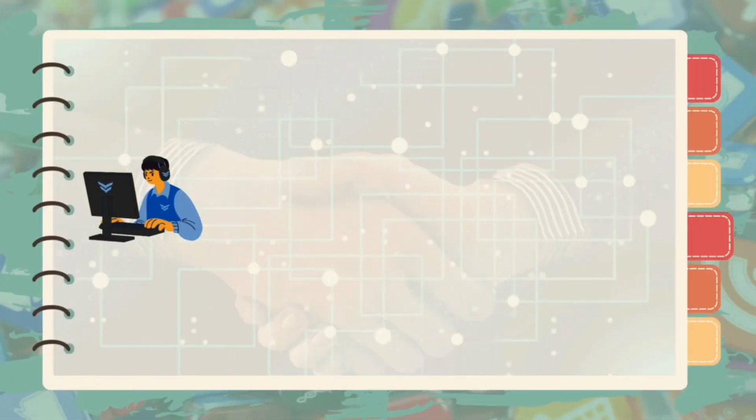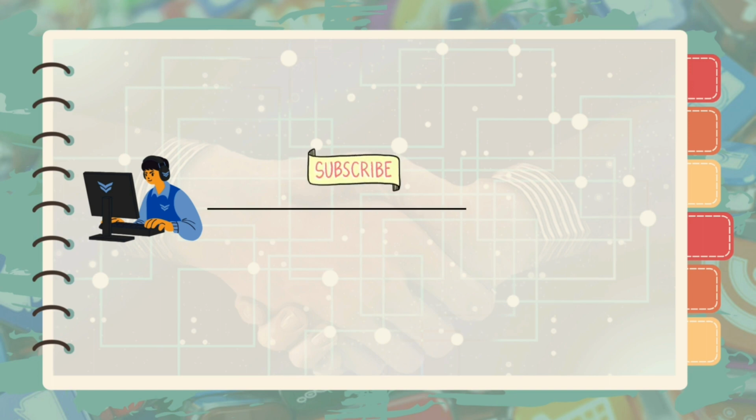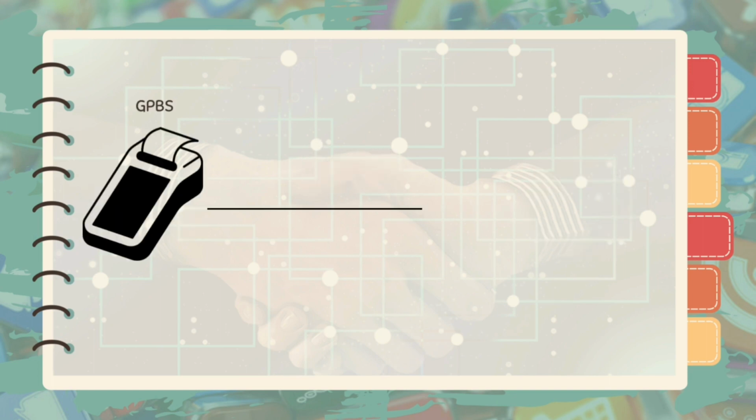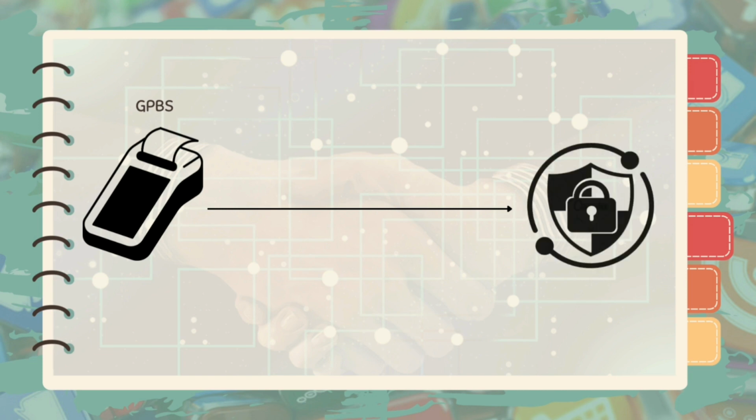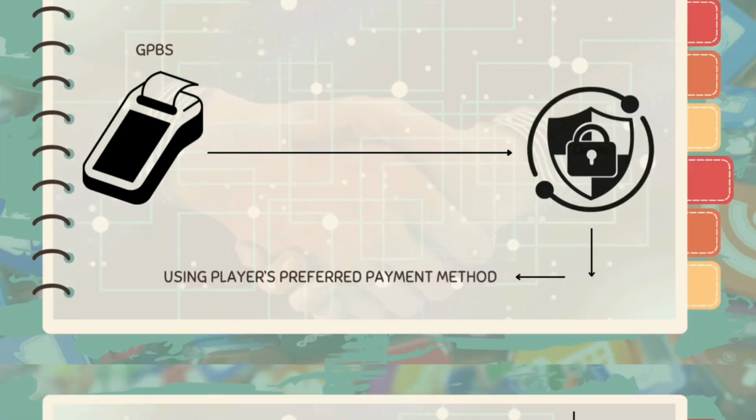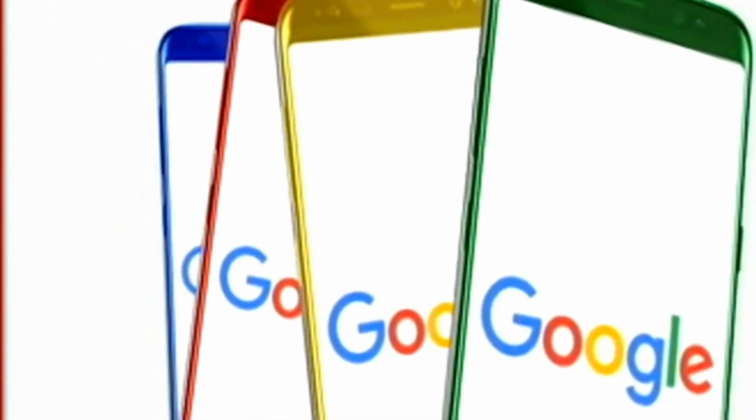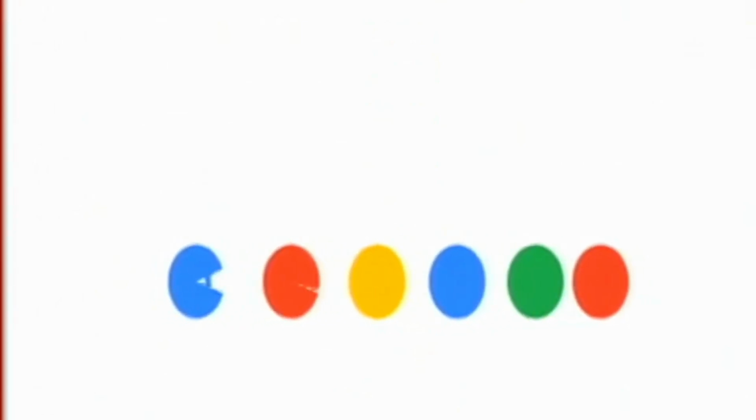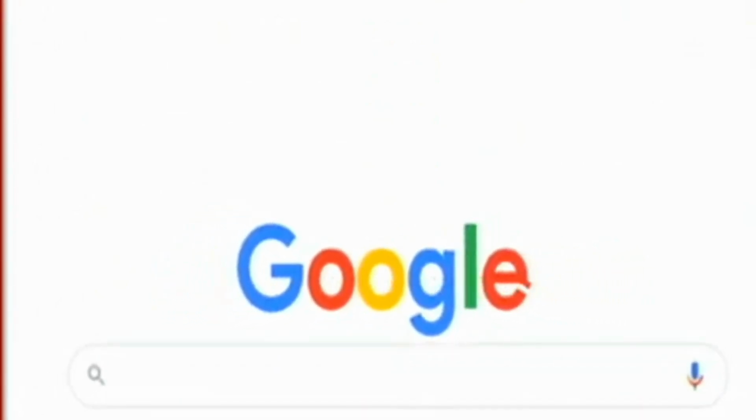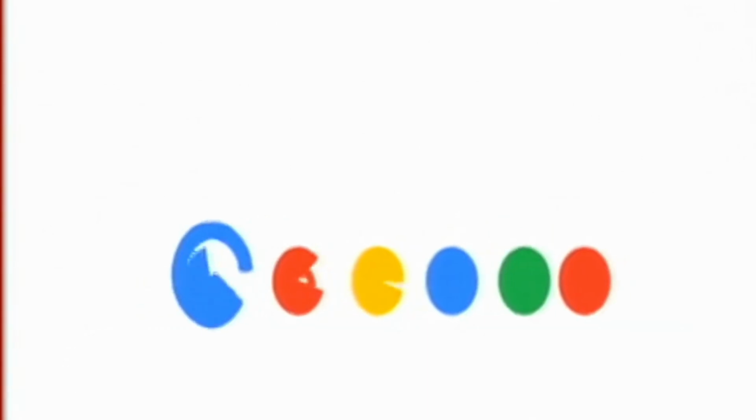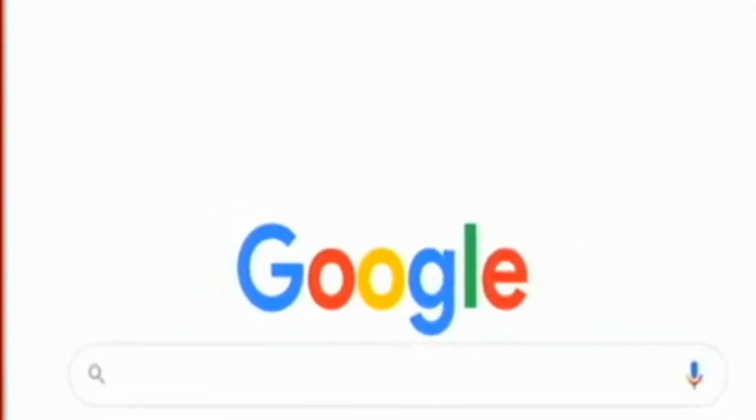When a player decides to make a purchase or subscribe to the premium service, GPBS securely processes the transaction using the player's preferred payment method, such as credit card or Google Play balance. You can monitor the financial performance of Adventure Quest through the Google Play Developer Console. This dashboard provides insight into revenue, transaction volumes, and user engagement related to in-app purchases and subscriptions.